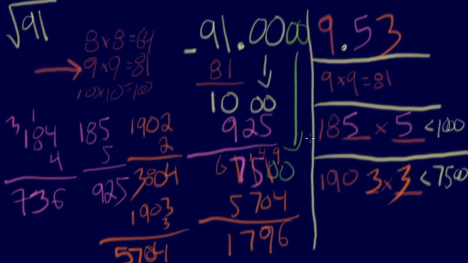Now that's pretty good. If you have a teacher like myself, that's as far as I'd want you to go. But you could keep going. You would double 953 and write it down here, and blank times blank would have to be less than 1796. So that's how you keep going with this. That's the kind of idea. So that is figuring out square roots by hand.